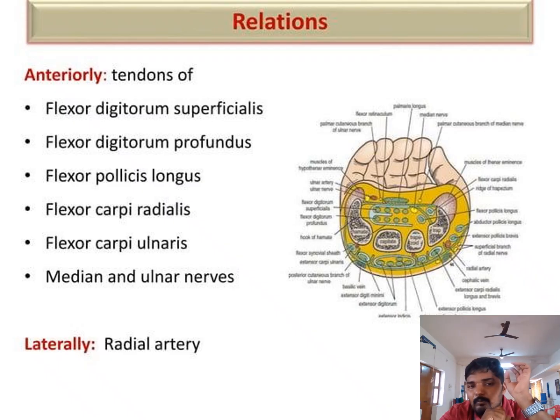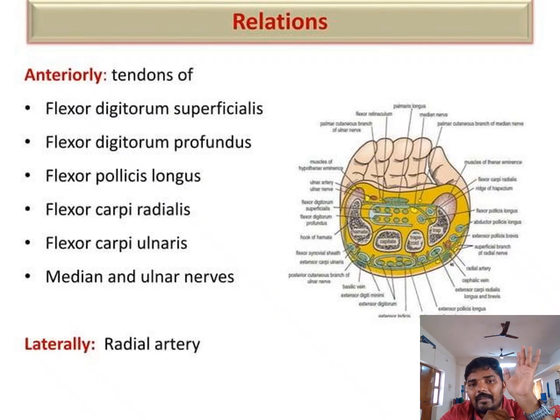Then pollicis means thumb, while digitorum means fingers. The flexor pollicis longus muscle mainly helps in thumb flexion. This movement is helped by the flexor pollicis longus tendon.